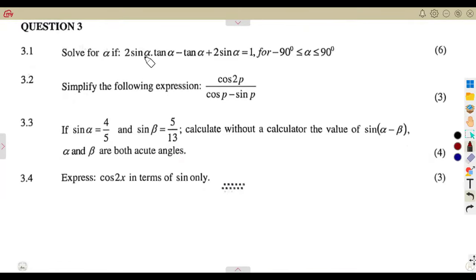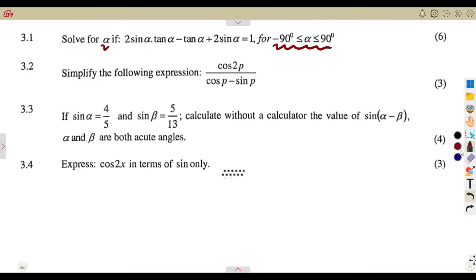So if we check question 3, we're going to see that we've got our trigonometry, and in 3.1, you're asked to solve for alpha. Okay, if 2 sine alpha times tan alpha minus tan alpha plus 2 sine alpha is equal to 1, and you're also given an interval to take from minus 90 to positive 90. Okay, let's see how we can solve this one.